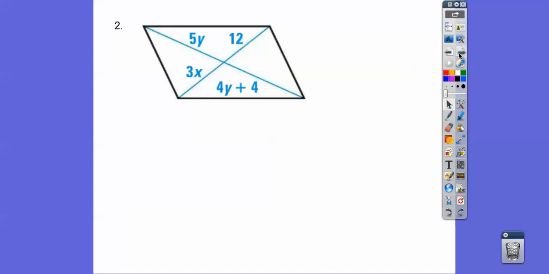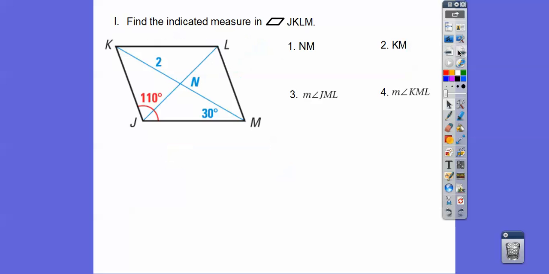Okay, here, now this 4y plus 4 is for this length right here. Okay, so the diagonals bisect each other. So this 3x equals 12, and this 5y equals 4y plus 4. Okay, so when we solve, we get x equals 4, y equals 4.